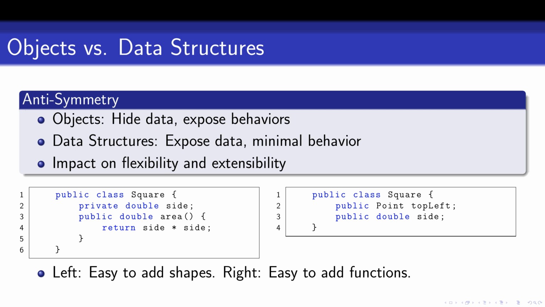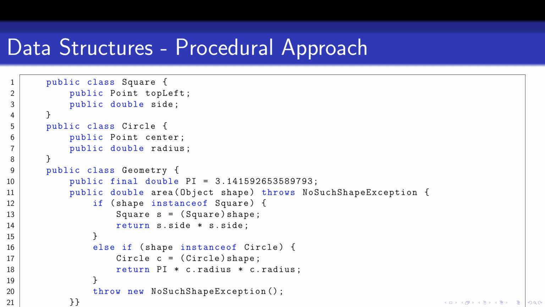Objects make extending types simple, while data structures shine when you need new operations. It's all about what you prioritize. Take a procedural approach with data structures. Here's a square with public top left and side, and a circle with center and radius. A geometry class handles behavior, like an area method that checks the shape type and calculates accordingly. It's not fancy, just data and a central function, but it works. The trade-off: adding new functions is a breeze, but new shapes mean tweaking that geometry class every time.